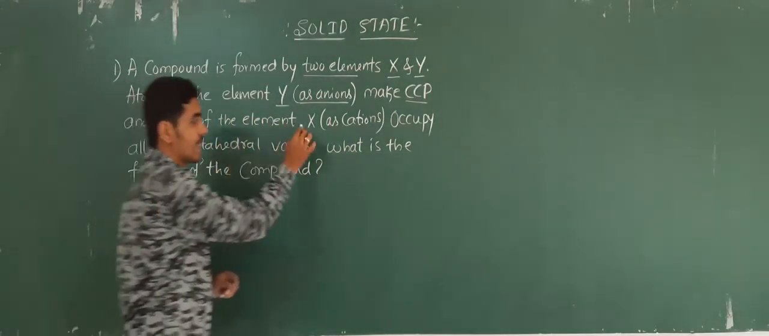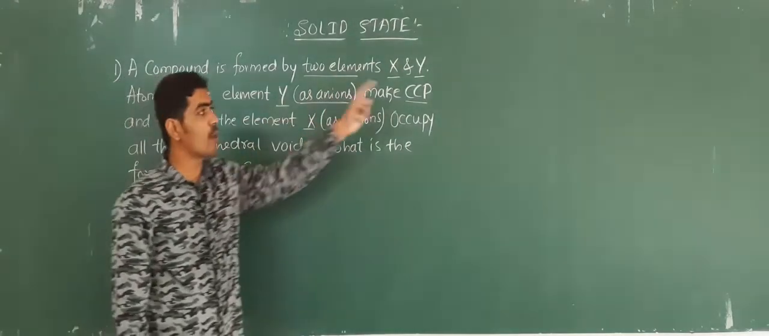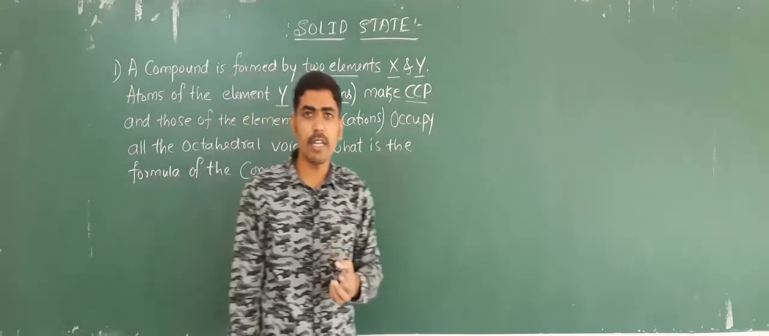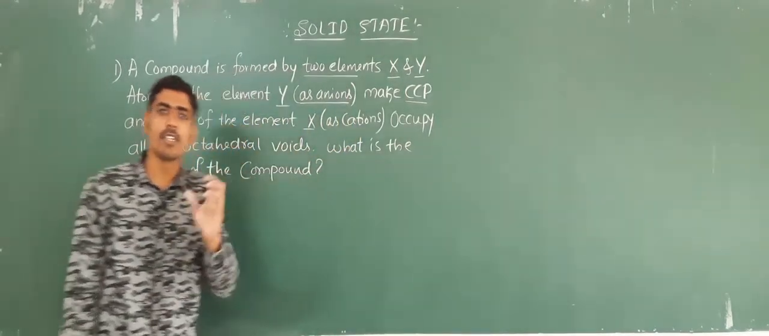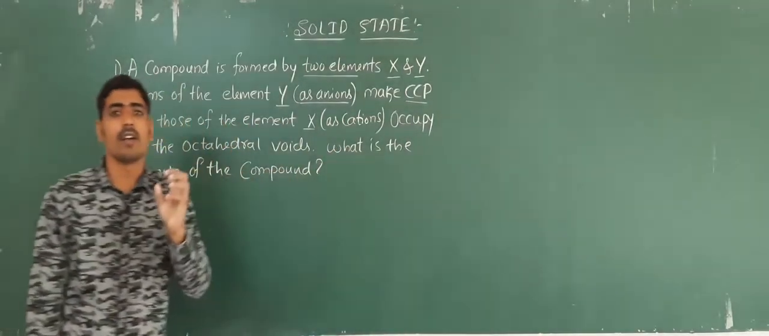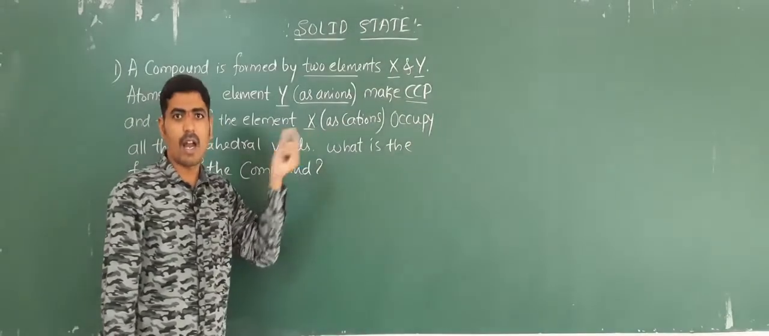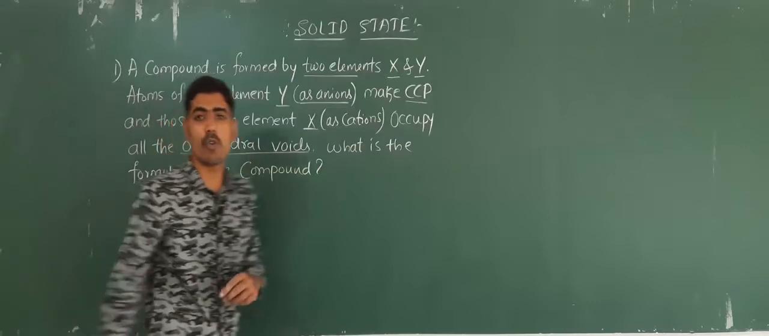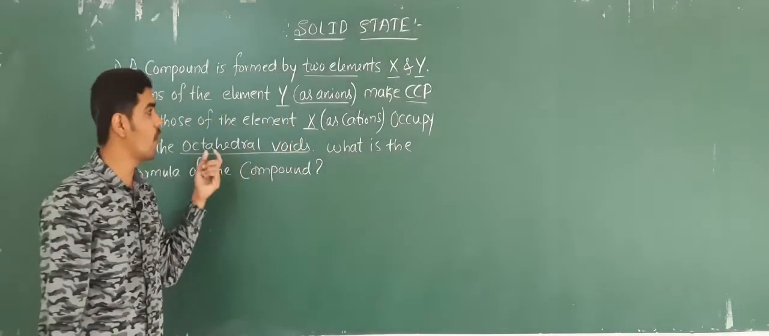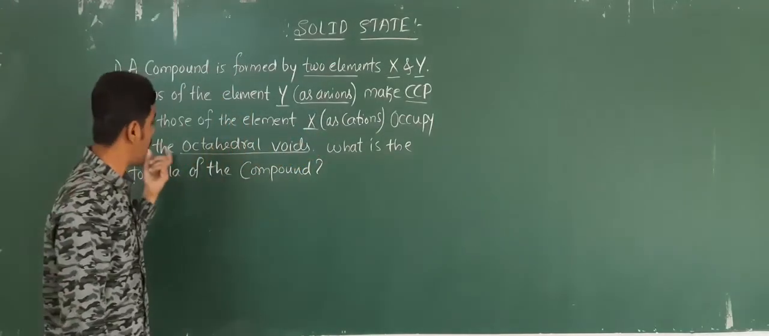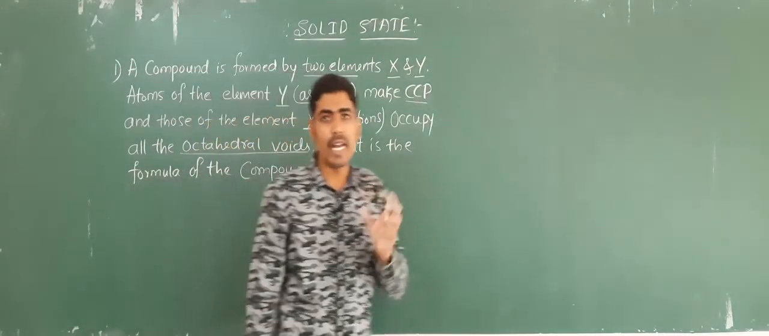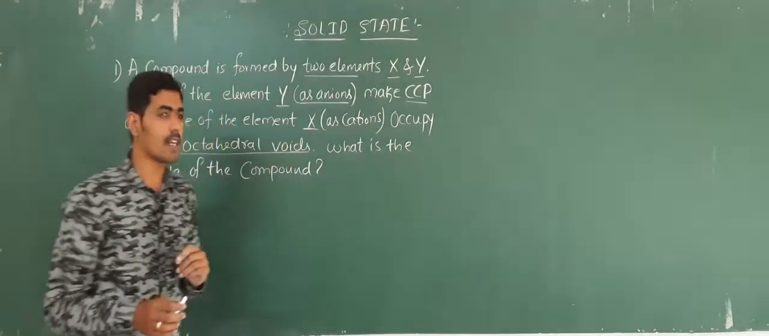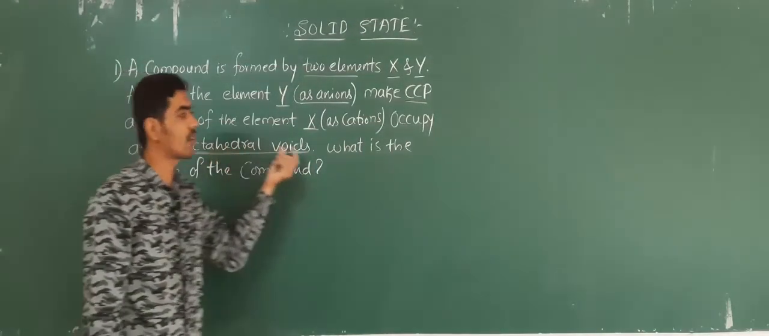When Y forms the structure, it will form voids, the empty spaces. And those voids are occupied by X. It will form octahedral voids, and the X element will occupy all the octahedral voids. So when Y forms the CCP structure, voids are formed, and inside those voids the X elements sit. It will occupy the octahedral voids.